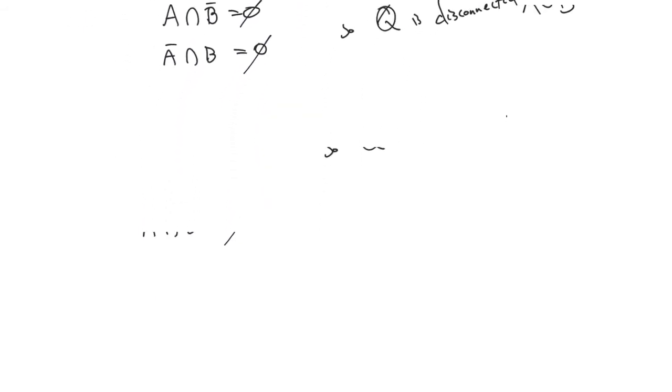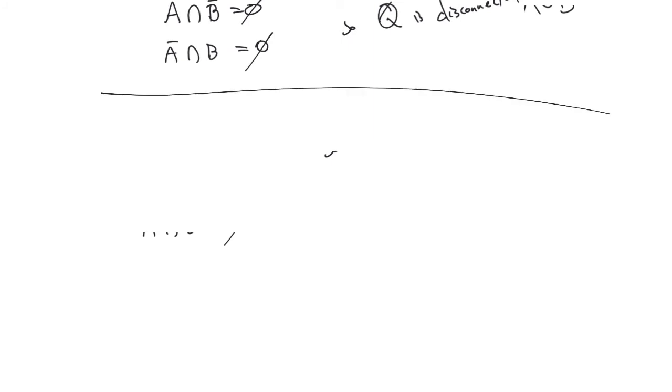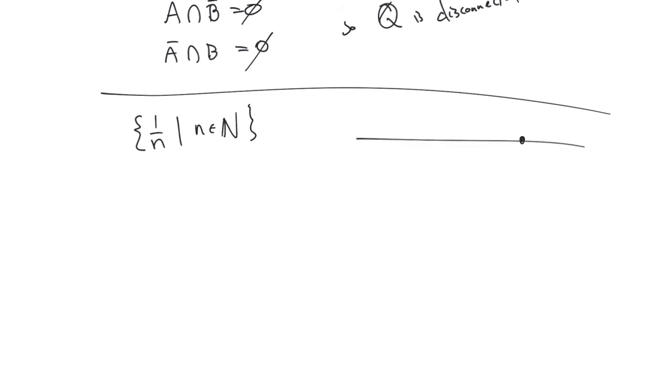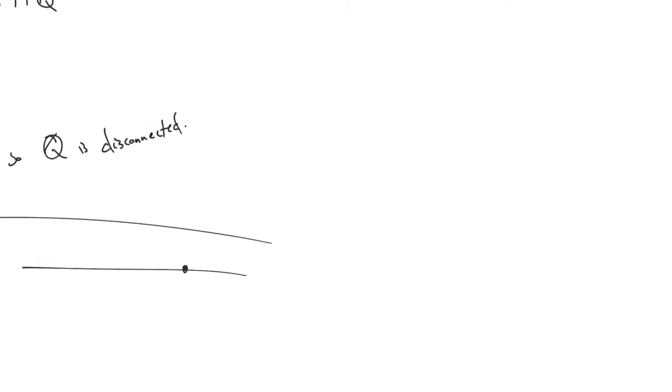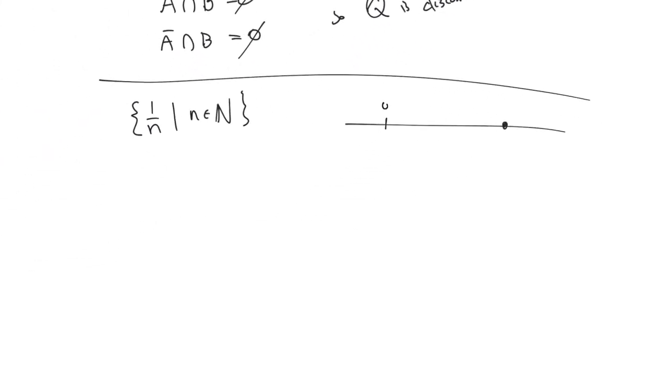How about our favorite set? One of our favorite examples: 1 over n, n in the natural numbers. Right. This looks like 1. Here's 0, half, third, fourth, and so on, not including that point on the end. Is it connected or not? And if not, can you tell me a choice of two sets that separate it out?